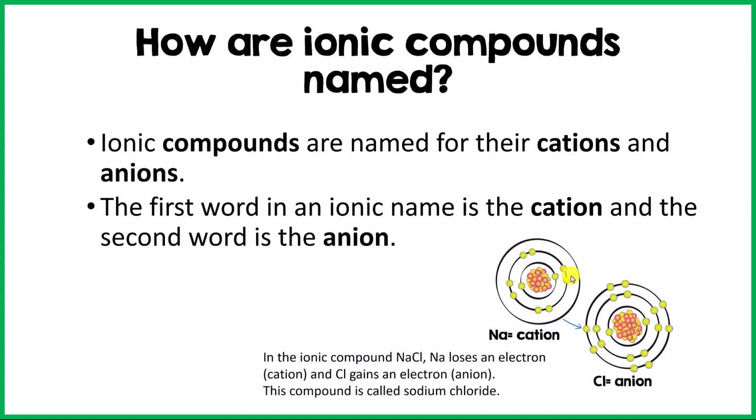So as an example here, sodium and chlorine form an ionic bond. In the ionic compound NaCl, sodium loses an electron and becomes the cation. Chlorine gains an electron and becomes the anion, and this compound is called sodium, the cation first, chloride for the chlorine anion.